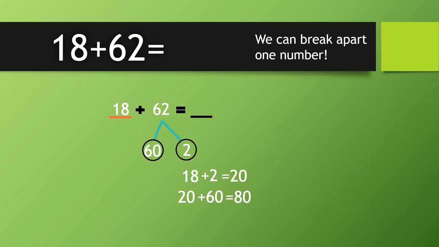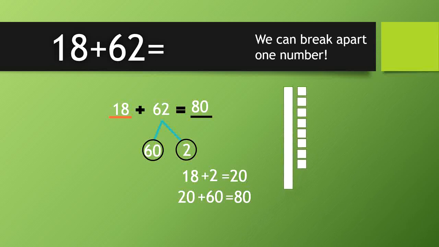Great job. One thing to notice about this problem is that when I added my ones, which was 2, to the number 18, it created another 10. So now we don't have any extra ones in our answer, and our answer is just 80. Let me show you what I mean about making a new 10. And this will happen sometimes when you're adding numbers together.